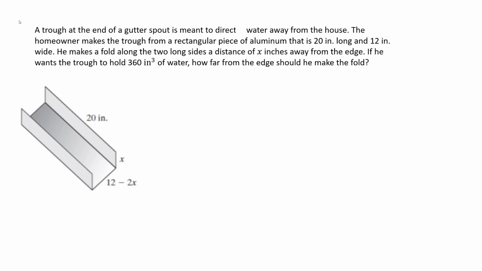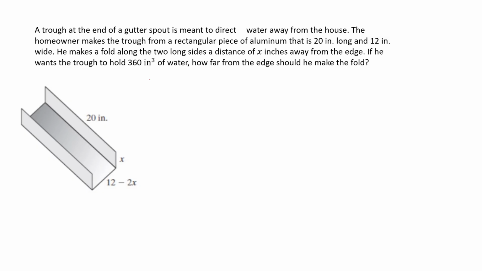But now you have something that can hold water. It is now a trough that can allow flowing water to be held in until it gets away from the house. So we want it so that the water can fill all the way up to be 360 cubic inches of water without spilling over the sides. So how high do we need to make those sides? What is the value that x needs to be so that it will hold 360 cubic inches of water?